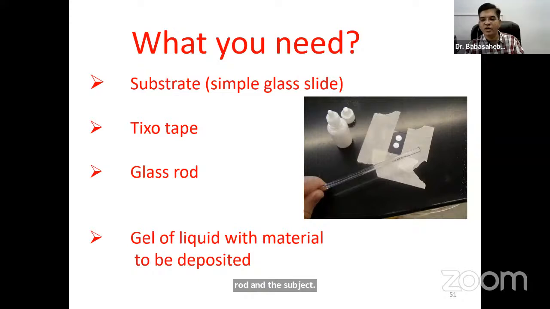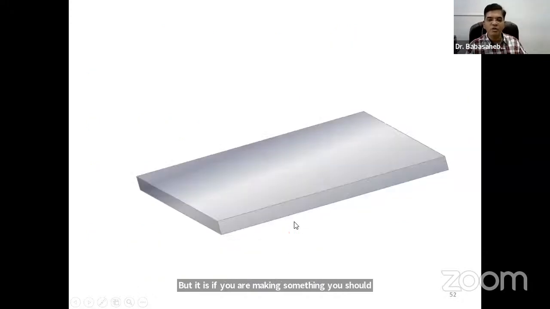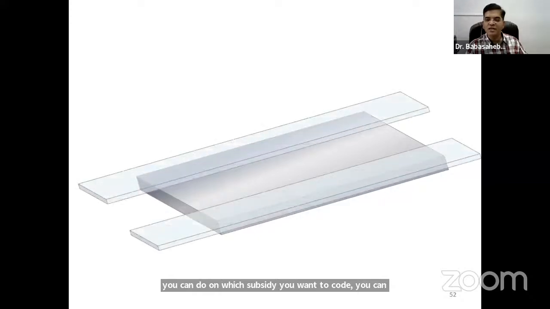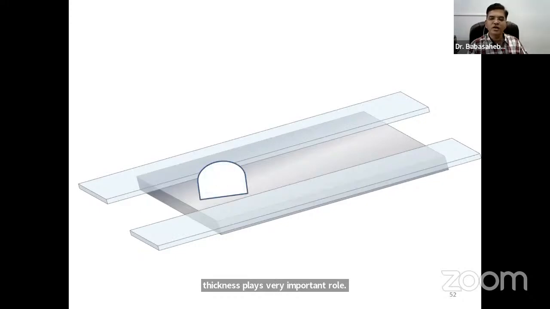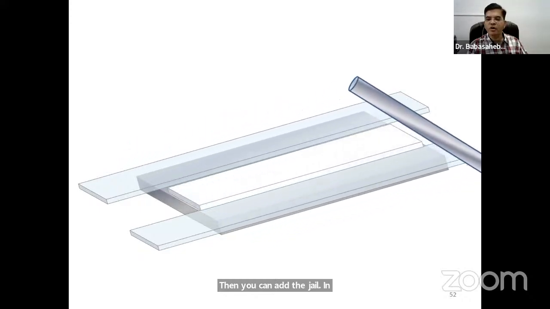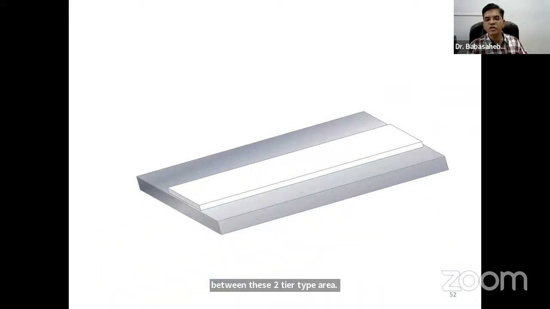This is like chapati making in your house. But if you are making something, you should be very precise about the preparatory parameters. On the substrate you want to coat, add the Tixo tape at both ends, so that the Tixo tape thickness plays a very important role. Then add the gel in between, take the glass rod and just roll it. Because of the rolling, the gel gets uniformly dispersed between the two Tixo tape areas. Then you can take out the Tixo tape, and the thin film will be deposited.